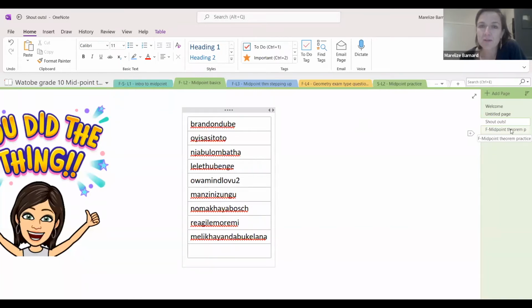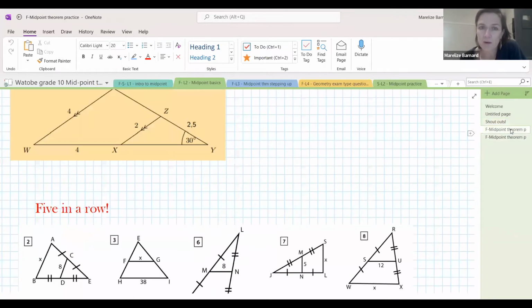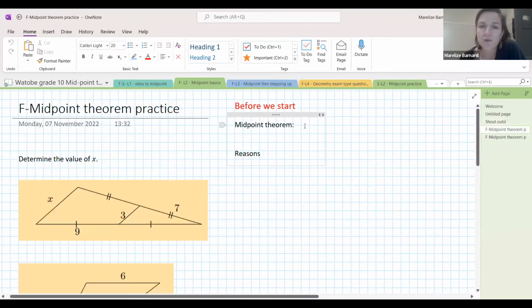Let's get right into it. We're going to carry on with our midpoint theorem. And the first thing I want you to do is write down, here's the challenge for the day. Let's see how well you remember, how much you've studied, everything coming together.